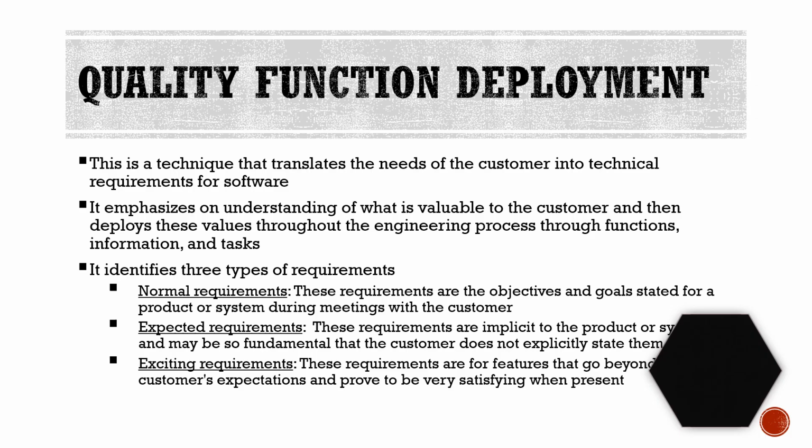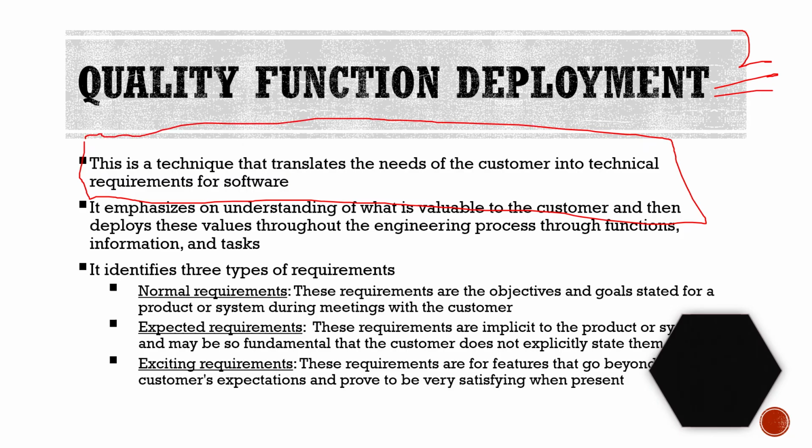So quality function deployment is the second way to do elicitation. This is a technique that translates the needs of the customer into technical requirements for software. So here is its definition. Pardon me for my bad drawing. This is a technique, a way that translates the needs of the customer into technical requirements for software. It emphasizes understanding what is valuable to the customer, then deploys these values throughout the engineering process through functions, information, and tasks.